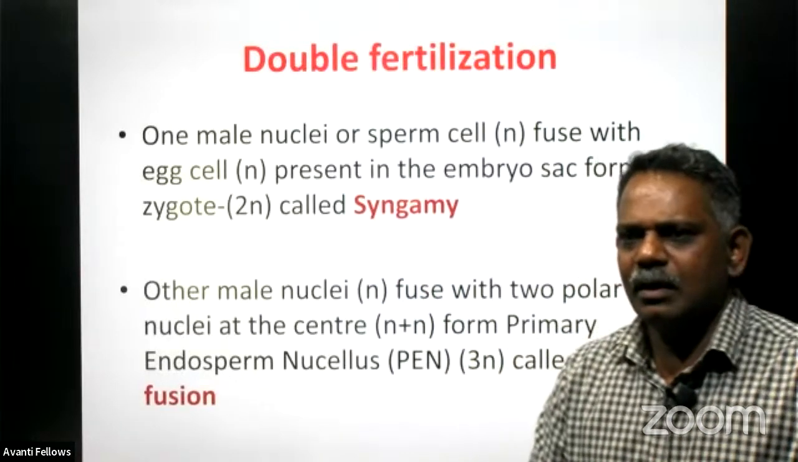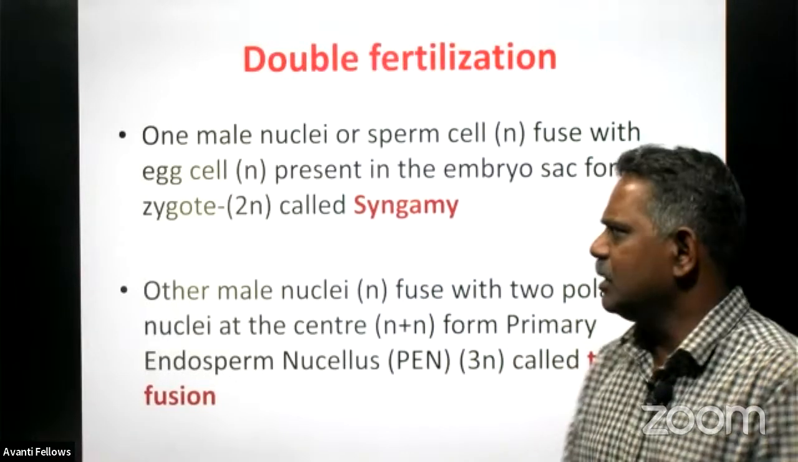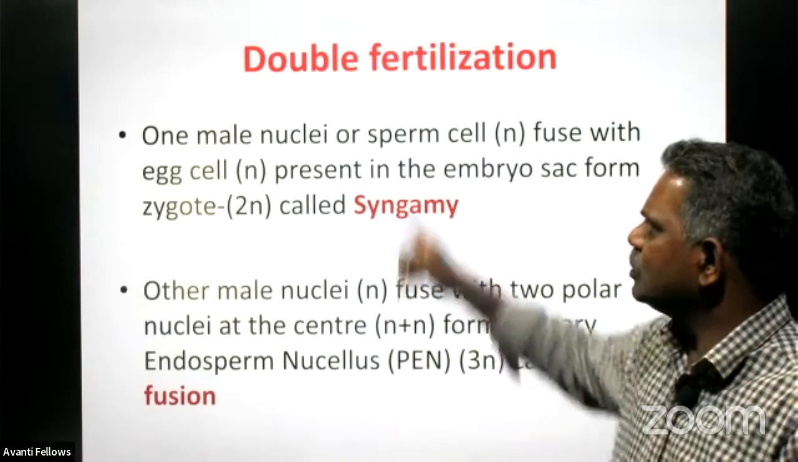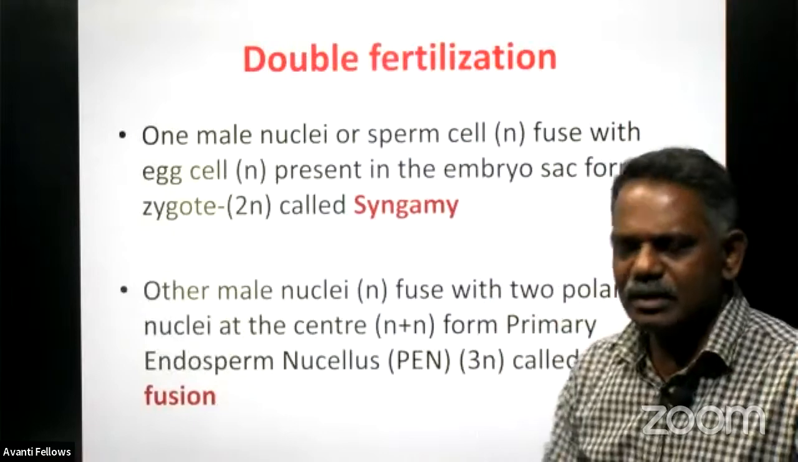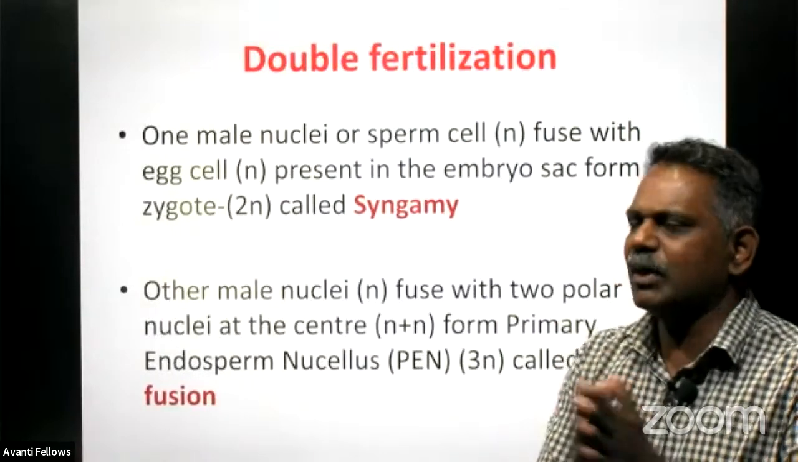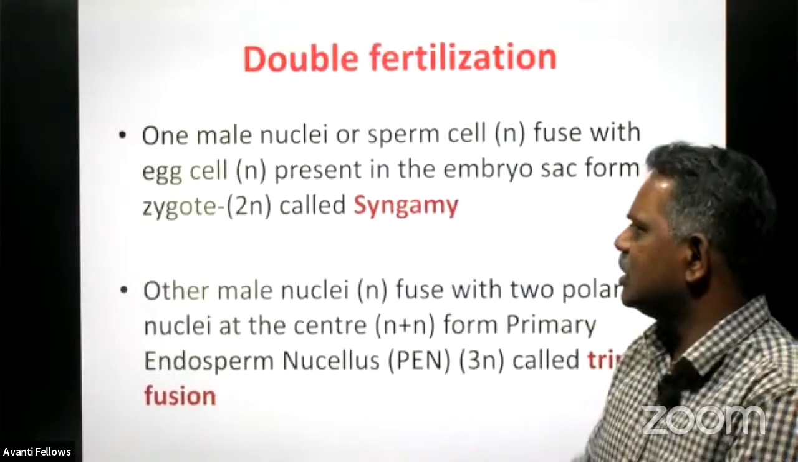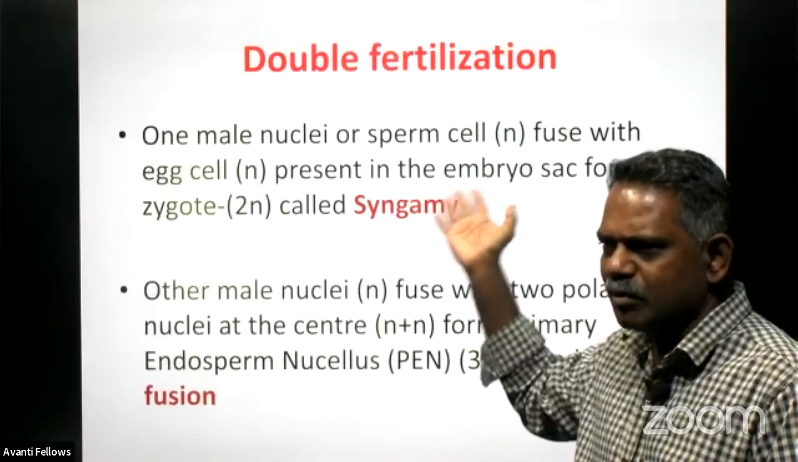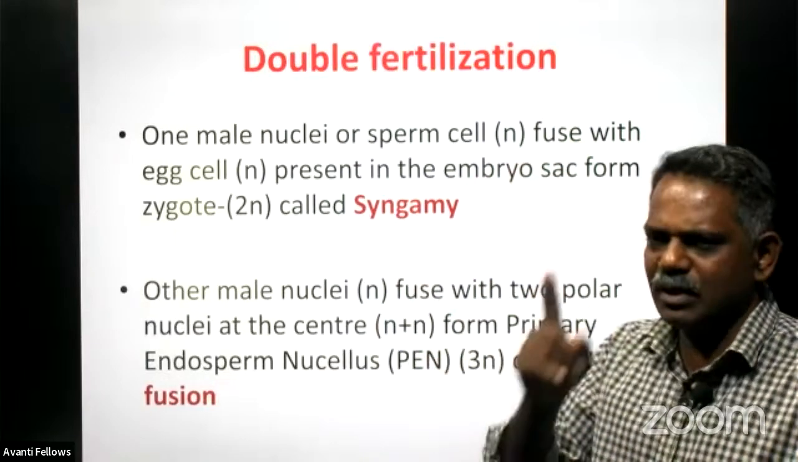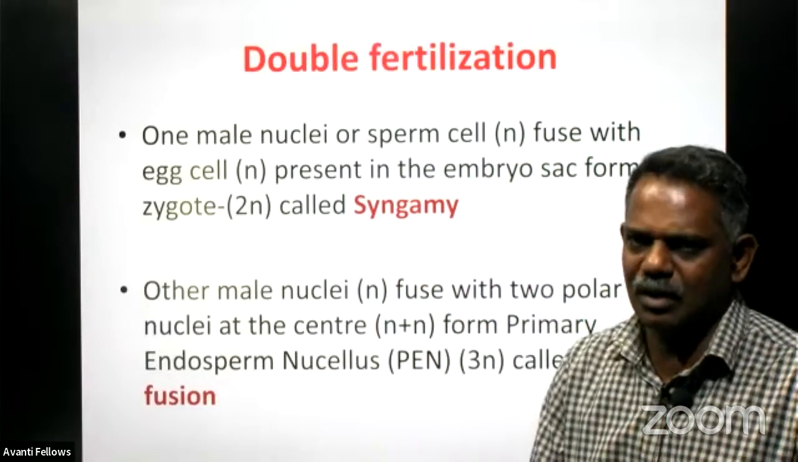Whenever this question comes in the examination, you have to mention two things, the syngamy and the triple fusion, while discussing double fertilization. So there are two events happening during double fertilization. One is syngamy. It is the process of fusion of the male nucleus or sperm cell with the egg cell in the embryo sac only.